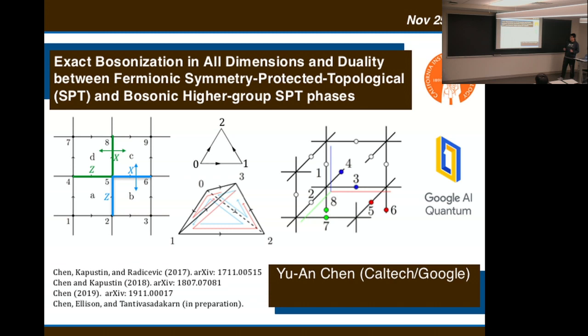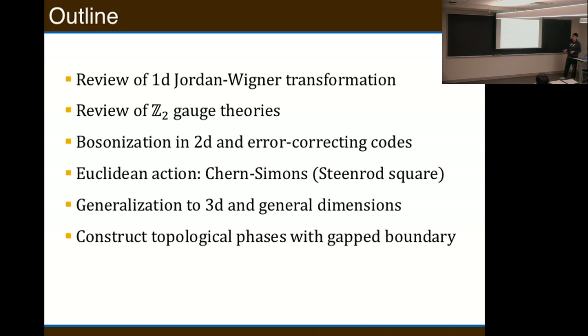First, I will review 1D bosonization, which is the Jordan-Wigner transformation, a duality between any fermion chain and spin chain. And then I will review the D2K theory and how we use this theory to bosonize any fermionic Hamiltonian in two dimensions. And then we will show this connection to the error correcting code in quantum computation.